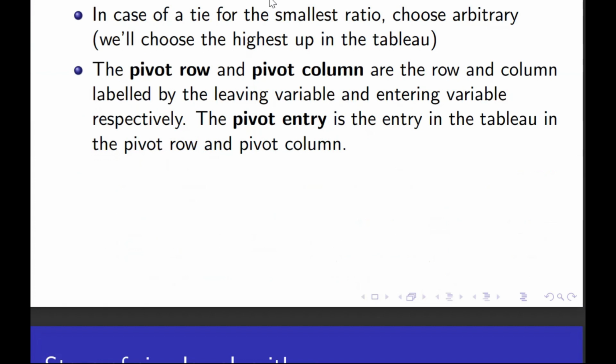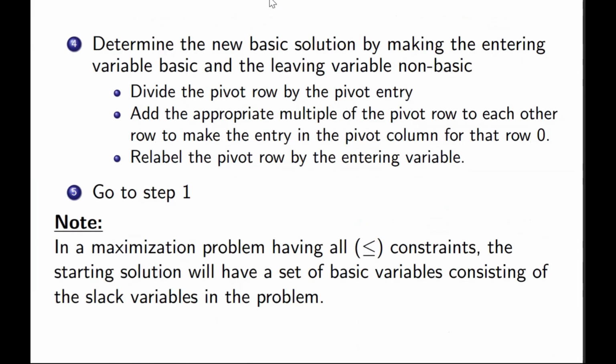The pivot row and the pivot column are the row and column labeled by the leaving variable and entering variable respectively. The pivot entry is the entry in the tableau in the pivot row and the pivot column. Step 4: determine the new basic solution by making the entering variable basic and the leaving variable non-basic. Go to step 1.